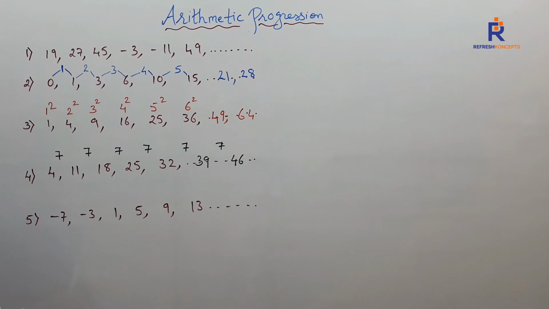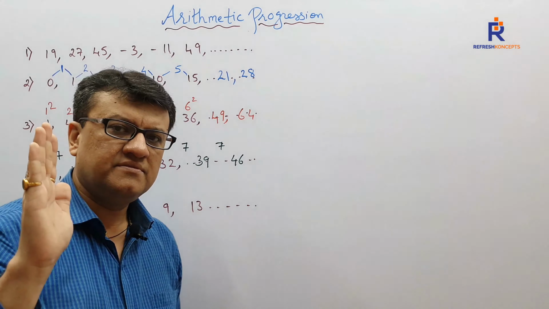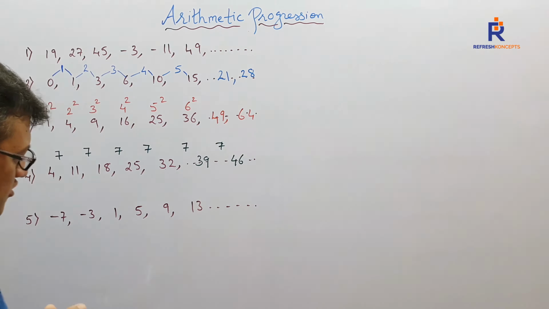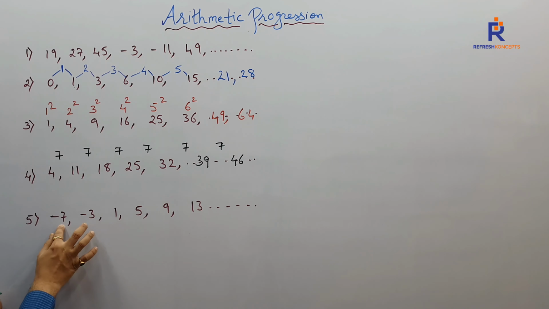What is this? Minus 7, minus 3. So we have tried to even involve negative numbers. So you should not always feel that whatever sir is talking about applies only to positive numbers. No, children, right? It applies to negative numbers also. So let's start. Minus 7, minus 3.